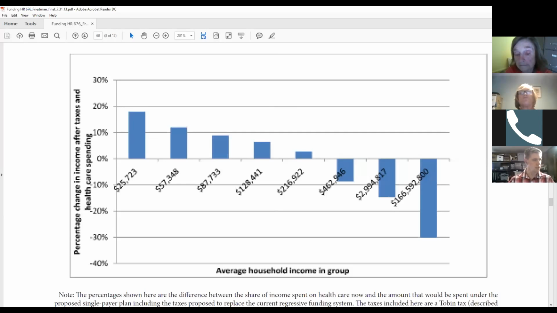We do calculation on that. You can see even that individual who's making about $3,000 a year would have an increase or have a savings of $5,000 a year.